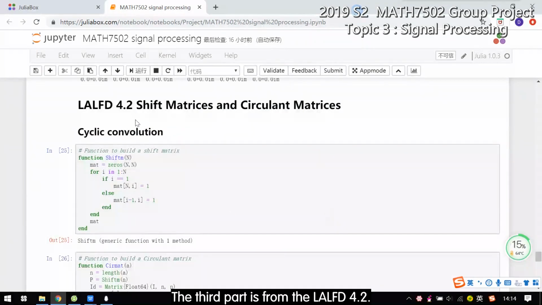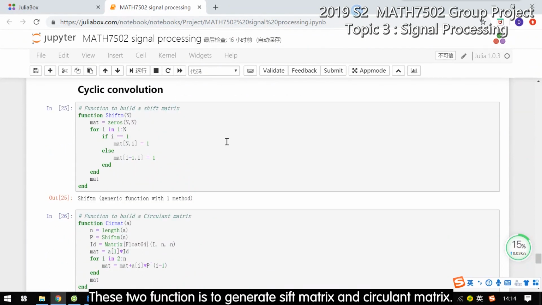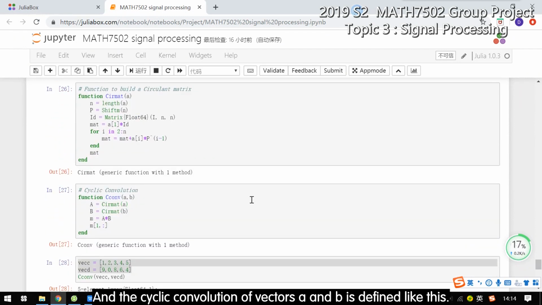The third part is from the LAFD 4.2. First is the cyclic convolution. These two functions generate the shift matrix and the circulant matrix. And the cyclic convolution of vectors a and b is defined like this.